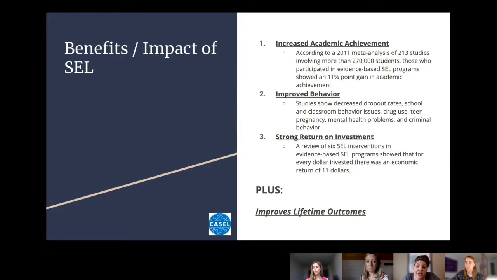Therefore, in a nutshell, SEL increases academic achievement, improves behavior, for instance, dropout rates, classroom and school behavior issues, addresses mental health concerns, and shows improved outcomes during adulthood.